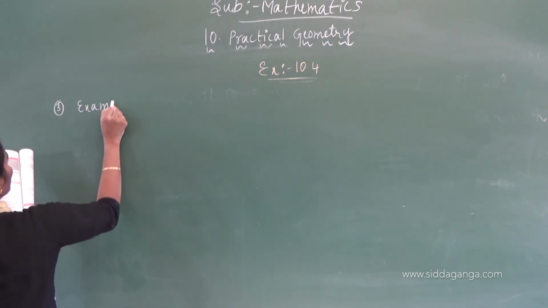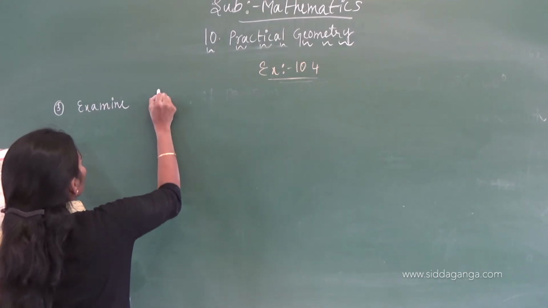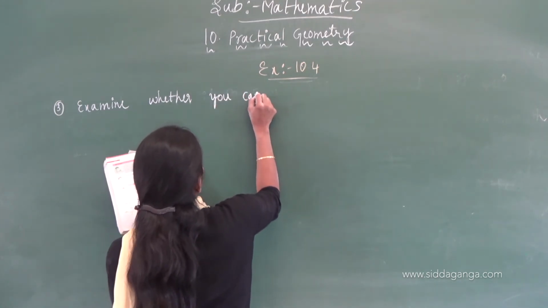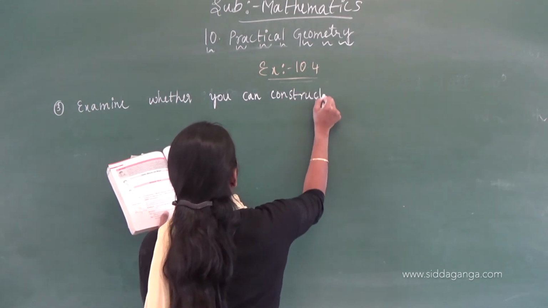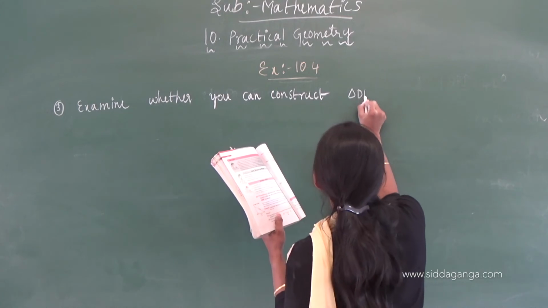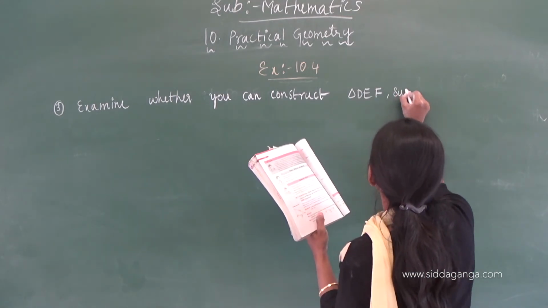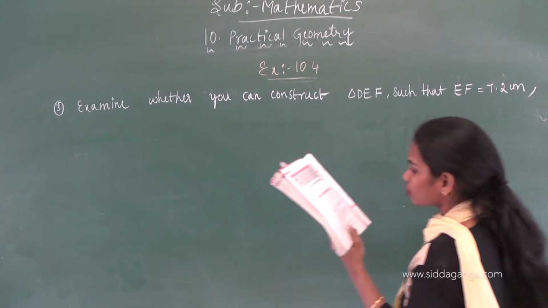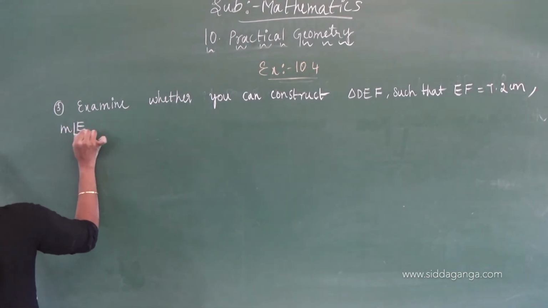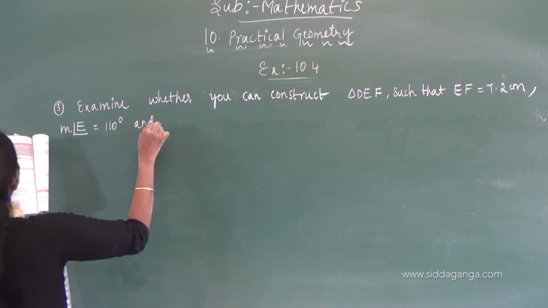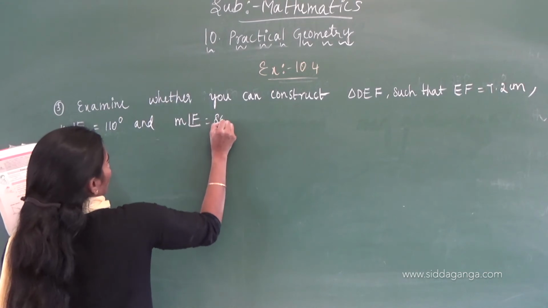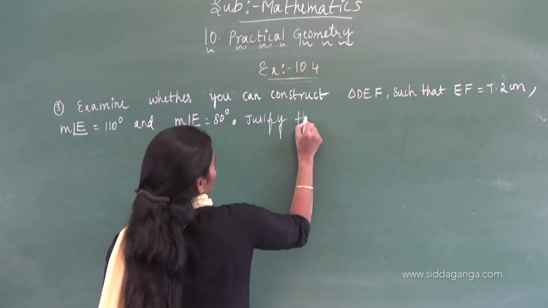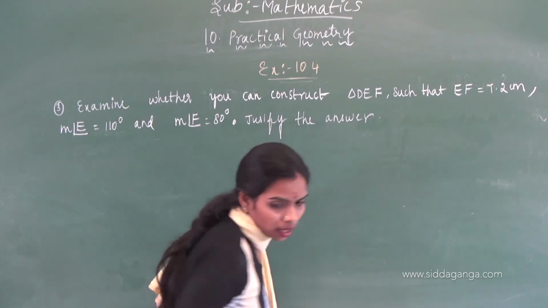Examine whether you can construct triangle DEF such that EF equals 7.2 centimeters, measurement of angle E equals 110 degrees and measurement of angle F equals 80 degrees. Justify the answer.